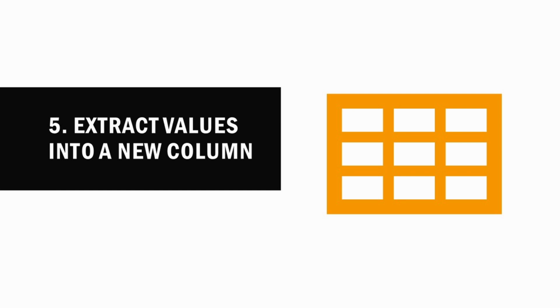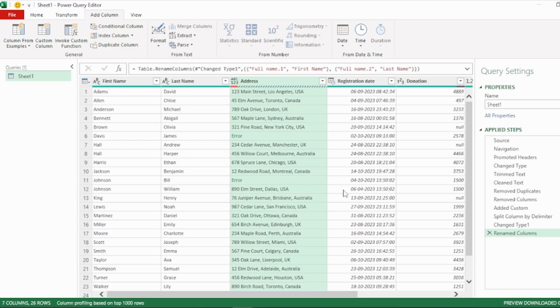Power Query also offers us the option to extract certain values into a new column. In the address column, for example, we may want to extract the country name into a new column and leave the address column as it is. We don't want to split it, but we want to extract the country name into a new column, leaving the address column as it is. So let's look at how we will do it.